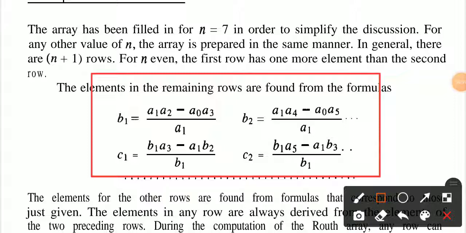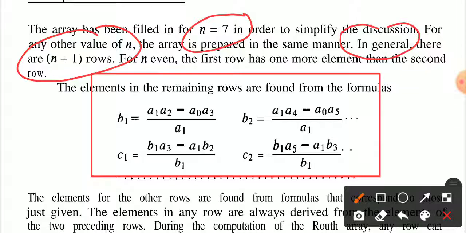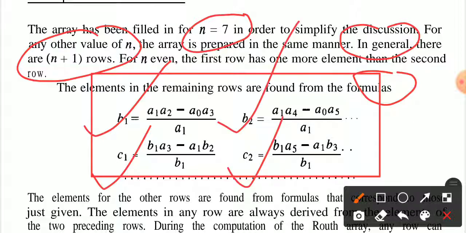Okay, n is equal to 7 is given and we have to look up to the n plus 1 rows. In general, these are the formulas for this one. Again repeated: b1 is equal to a1 a2 minus a0 a3 by a1, c1 is equal to b1 a3 minus a1 b2 by b1, b2 is equal to a1 a4 minus a0 a5 by a1, c2 is equal to b1 a5 minus a1 b3 by b1, simply. Remember this.